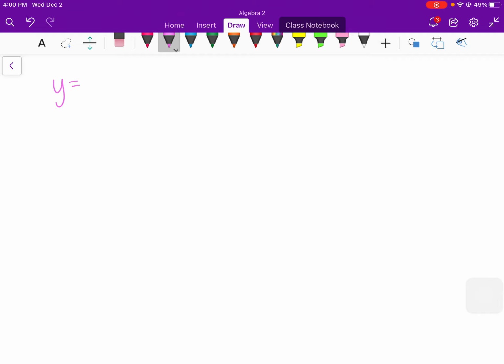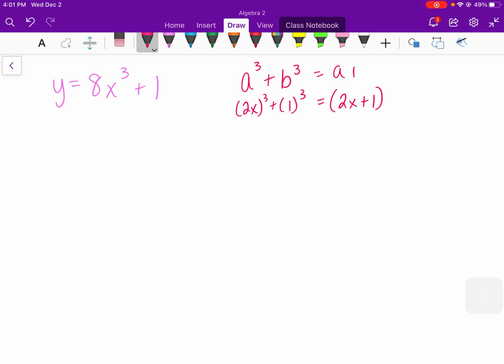All right. The next one I'm going to do is y equals 8x cubed plus 1. Now, I chose this one because it might remind you of a cubed plus b cubed, where it's 2x cubed and 1 cubed. So I know that it would factor to 2x plus 1, a plus b, and then a squared minus ab plus b squared. So it would factor to 2x squared would be 4x squared, minus 2x plus 1 would be minus 2x, and then 1 squared would be 1.